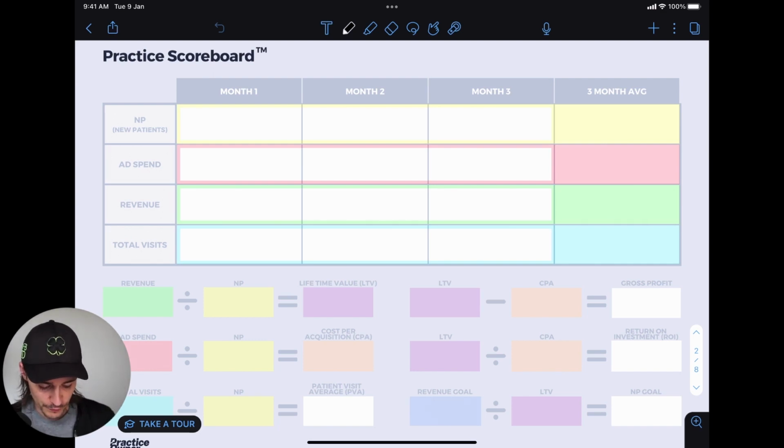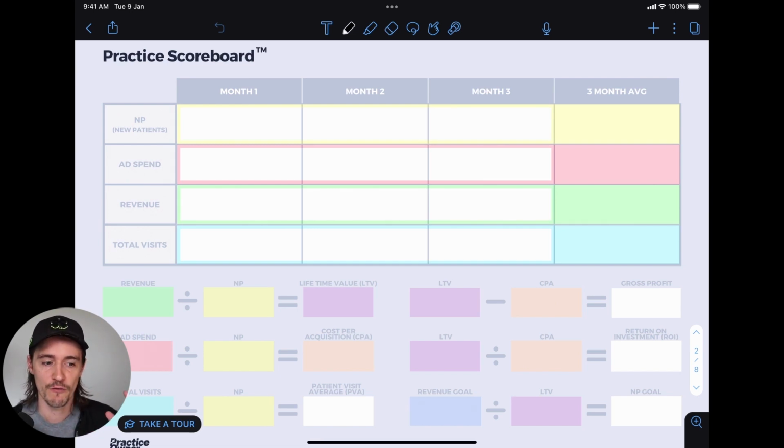So the first thing that we're doing here is we're working out what we call our 3-month averages. So if you look at your data as only 1 month at a time, numbers can look good or bad depending on what you did or didn't do that month. Whereas we want to look at the trend.